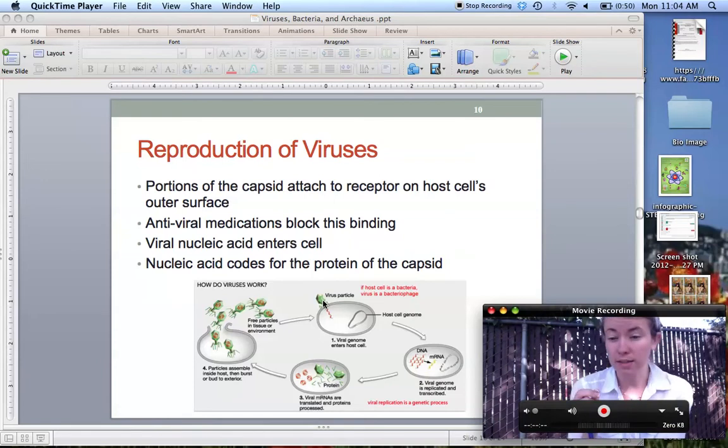And this is why it's so specific that a virus only really works on one host cell. And so then it injects its nucleic acid, whether it's DNA or RNA, into the cell, and then the nucleic acid that it's injecting is coding for the proteins of the capsid. So a virus is so simple. It's capsid and RNA, or DNA, and that's really all. So all it needs to do is get its DNA replicated by using the host cell's machinery, and get its protein replicated by using the host cell's machinery.